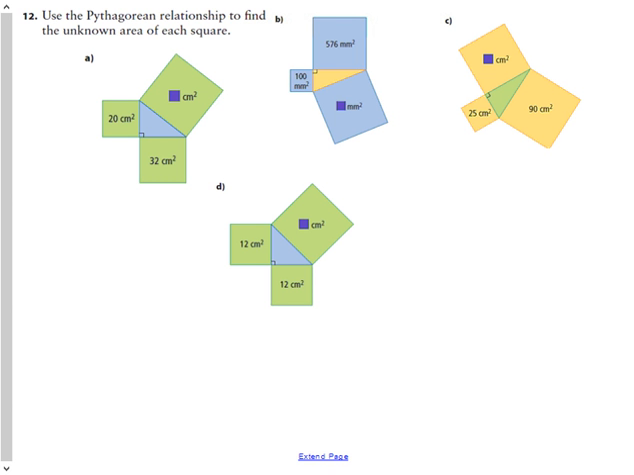Question 12, the area would be 52 because 20 plus 32 is 52. This is a tricky one. Leg, hypotenuse. So 576 plus 100 means this is 676. Some people might have put 476 down. This plus this equals this, which means 25 plus what is 90? The answer is 65. And finally, 12 plus 12 equals 24.